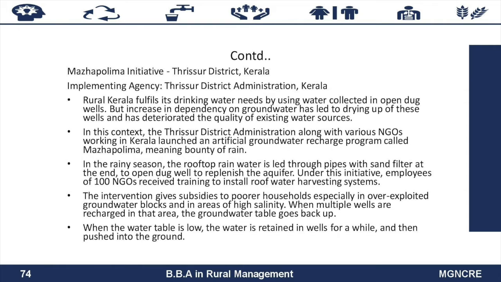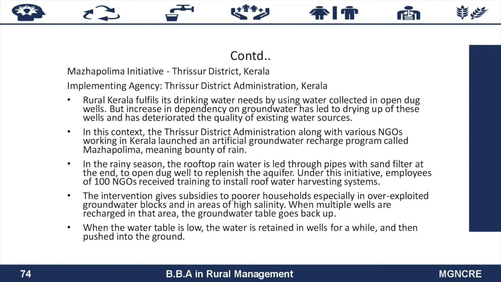But increase in dependency on groundwater has led to drying up of these wells and has deteriorated the quality of existing water sources. So the overusage of groundwater has led to drying up of these wells and has deteriorated the quality of the existing water sources.